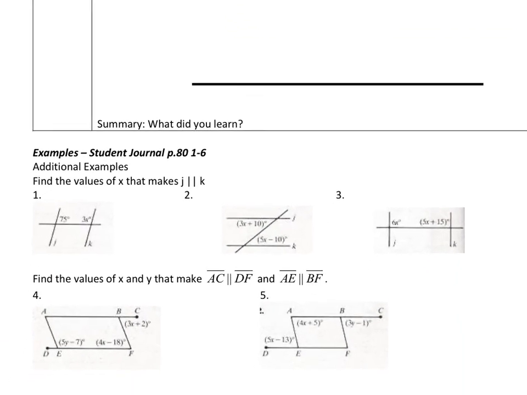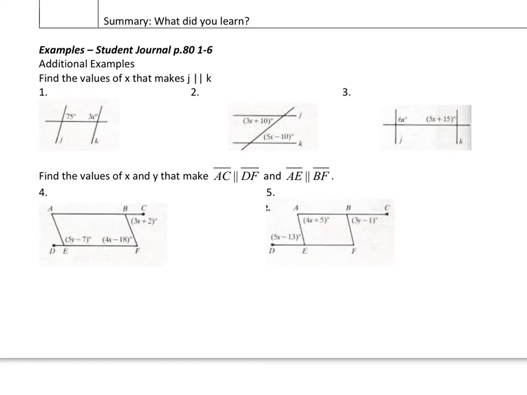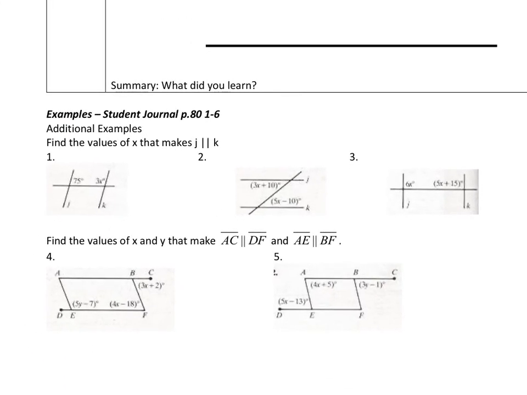So now, in class we'll do these, but let's take a look at some of these examples right here. The first one is find the values of x that makes j parallel to k. Well, here's j and here's k. We need to know what x is. Well, to make these two lines parallel, here is the transversal. They're on the same side, so that means 75 plus 3x must equal 180 for these two to be parallel. So then 3x equals 105, so x will be 35.